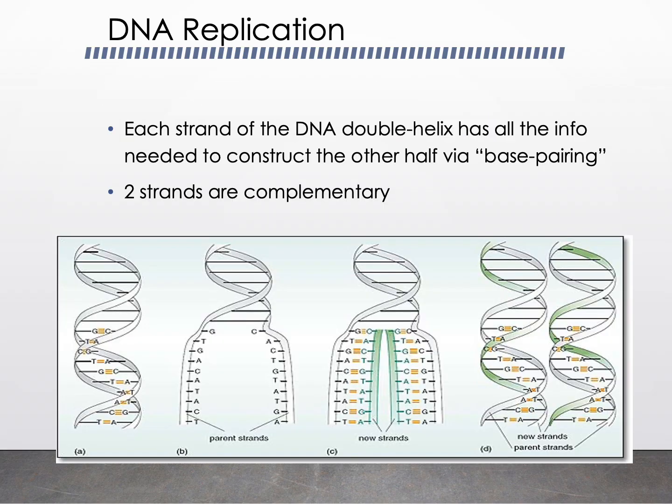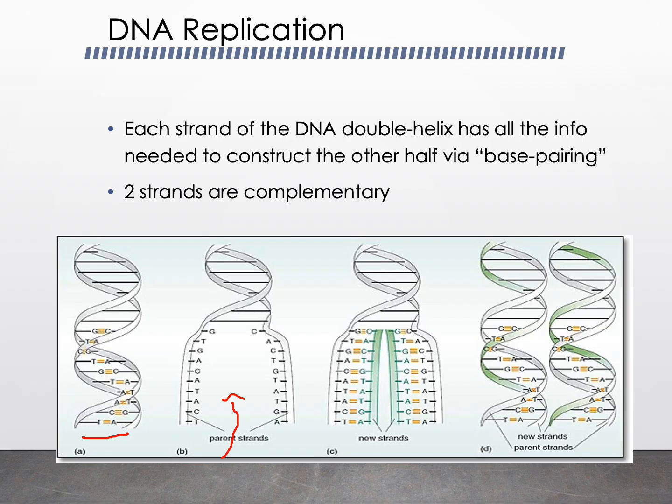Let me get my pen. Okay, each strand of the DNA double helix has all the needed information, and we need to be able to make a copy of that. So what happens when you have your DNA structure, that double helix, you'll have an enzyme that's going to come in and actually break apart the hydrogen bonds that were holding the nitrogen bases together. That enzyme's known as helicase.